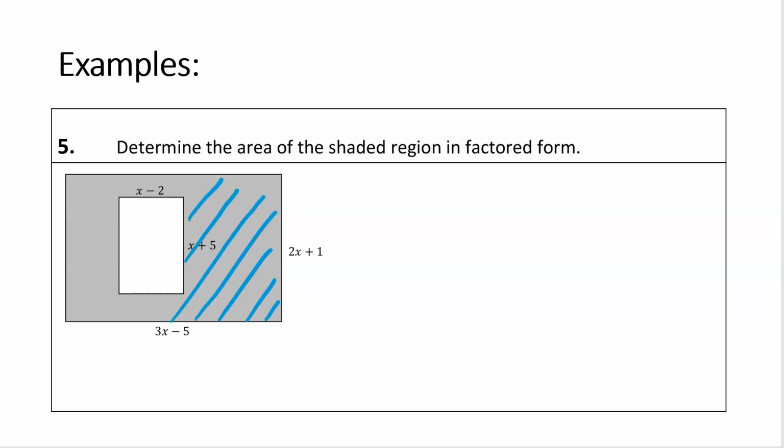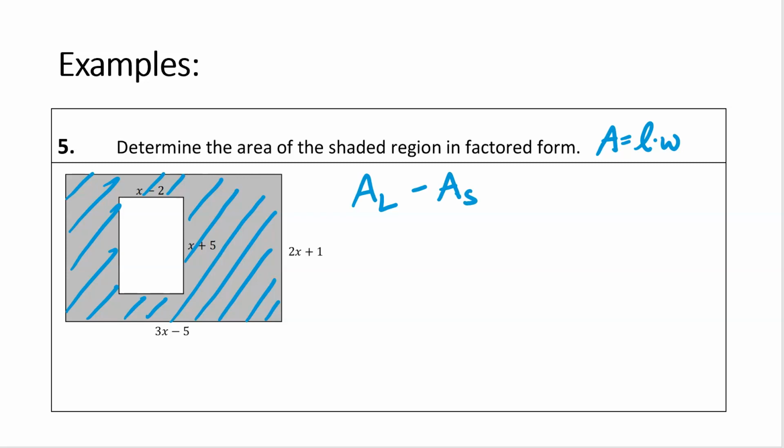Now, if you want just the area of the shaded region, it's as if you took the area of the large rectangle and subtracted or took away from that the area of the small rectangle. Reminder, area of a rectangle is length times width. So again, we're taking the area of the large rectangle and subtracting the area of the small rectangle. That would give us the area of the shaded region.